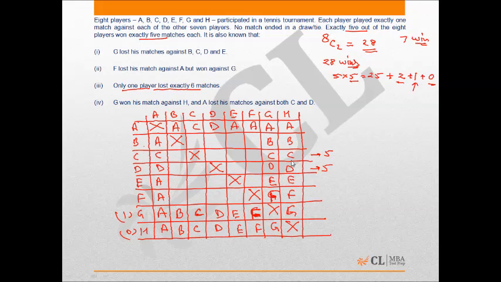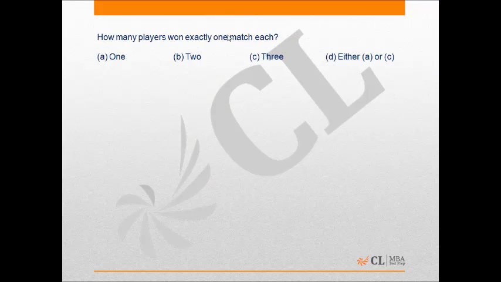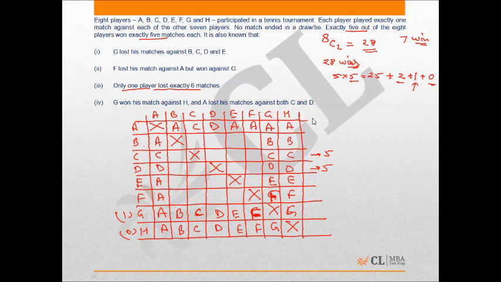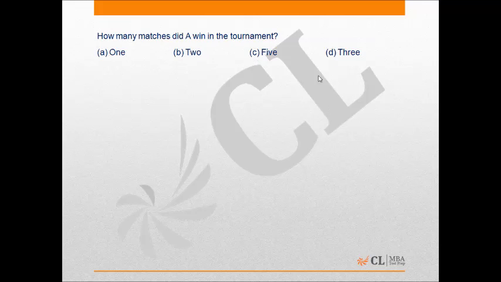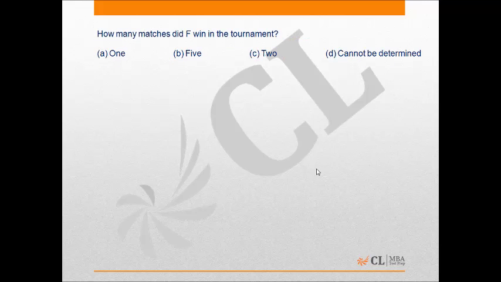Now, if we see the questions, total number of matches played in the tournament, we have already calculated this, it is 28. How many players won exactly 1 match? It is 1. How many matches did A win in the tournament? We calculated now, 5. And how many matches did F win in the tournament? So we do not have data for F. F can win either 2 matches or 5 matches. So answer is cannot be determined, option D.